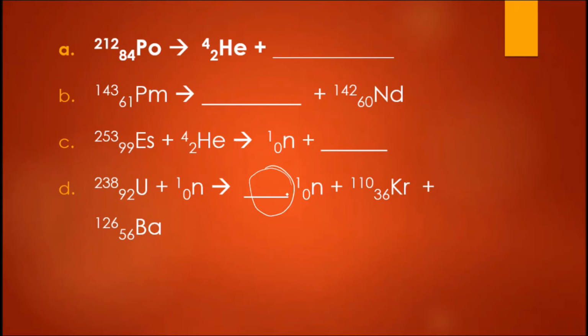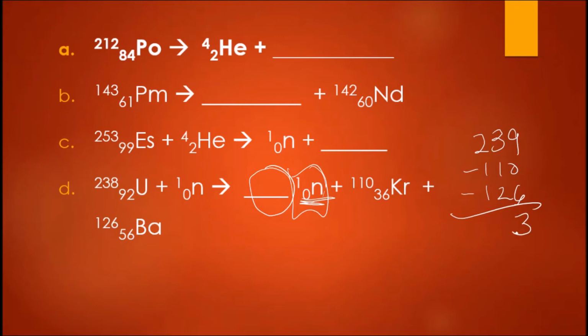Because here they're looking for how many of these do you need in order to make sure that everything balances out. All right, somebody new, somebody like Elaine. 238 plus 1 is what? 239. All right, on this side, ignore this for now, okay? You're going to have to subtract 110 and subtract 126. Should give you a whole number somewhere. Aha, 3. So what number is missing here that would give you the 3 you need?